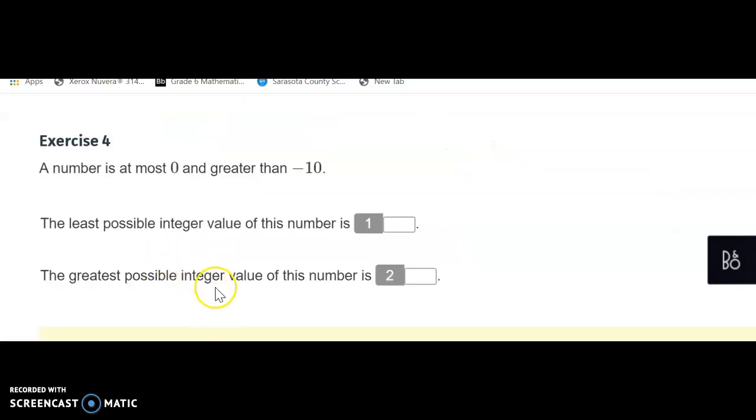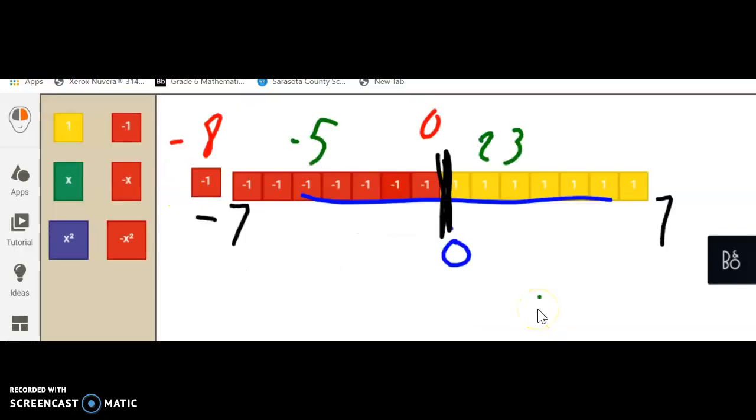Okay, this one is the wording. A number is at most 0. They're giving us clues. A number is at most 0. So we know that it can't be 2, it can't be 3, it can't be any of this. It has to be less than 0, because at most it's 0. So I'm going to take away all of these. It's got to be 0 or less.